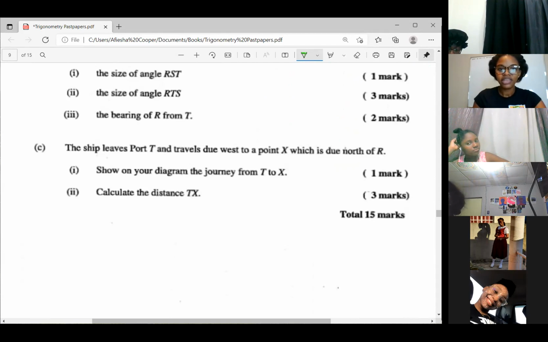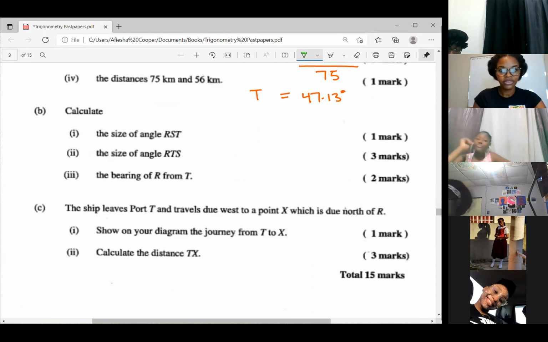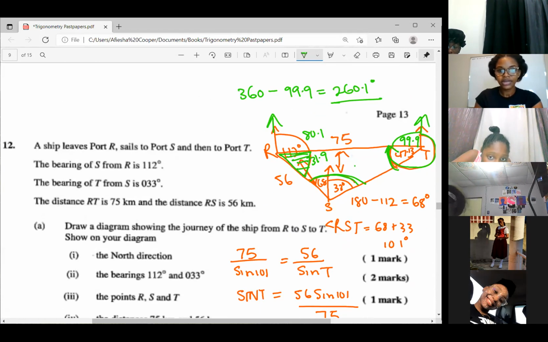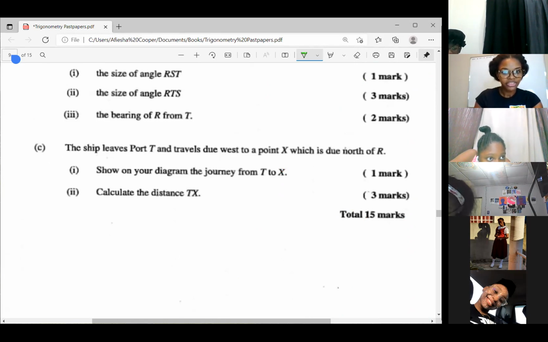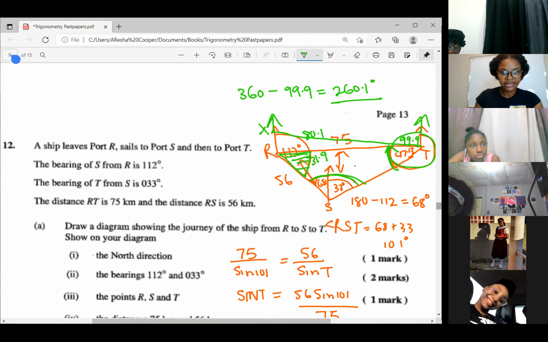All right, the ship leaves T and travels due west to a point X, which is due north of R. So the ship leaves point T, travels due west to a point X, which is due north of R. So something like this, right? North of R, which is above R. Show on your diagram the journey from T to X.